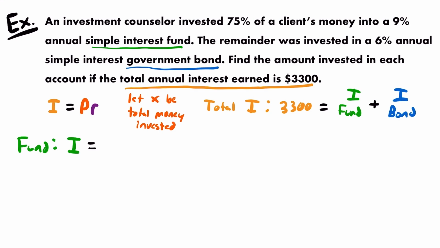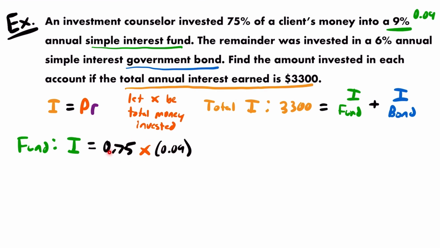All right, so the amount invested would be 0.75. That's 75% as a decimal, and you're multiplying that by X. That right there is our value of P for this equation for the investment fund. The amount invested is 0.75 times X, but then you want to multiply that by the simple interest rate of 9%, which as a decimal, 9% is 0.09. All right, so we're multiplying by 0.09. That is the simple interest rate for this scenario.